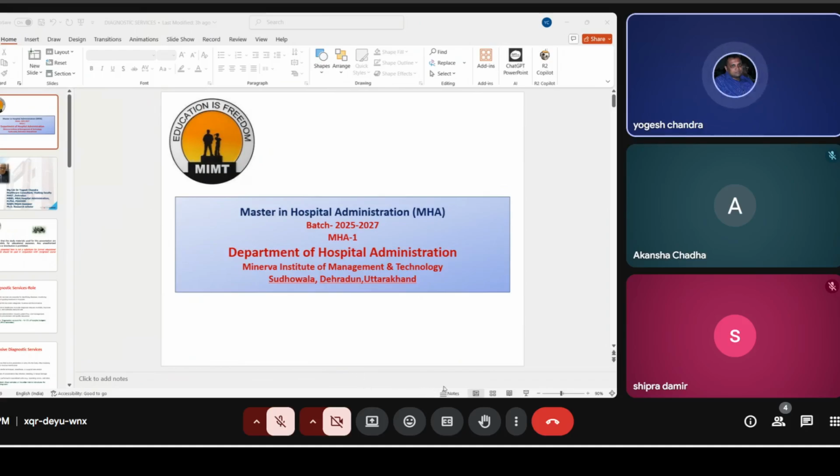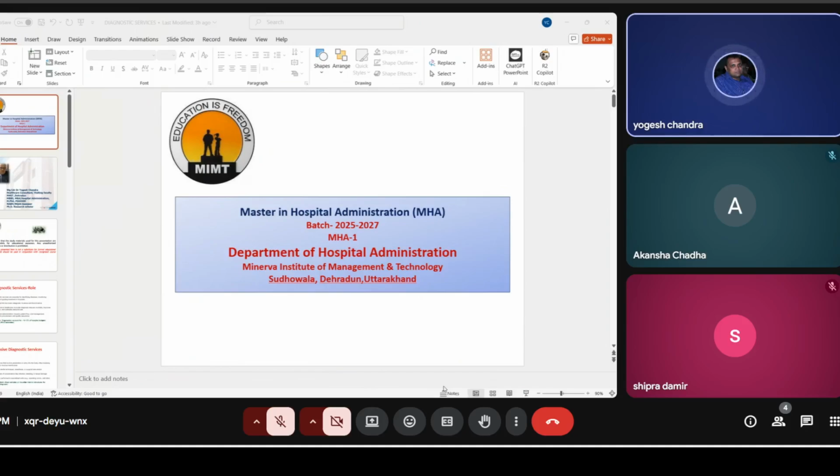Today we are going to discuss the diagnostic services: what they are, the different types of diagnostic services and their implications. What are the benefits? What are the pluses and minuses of that type of diagnostic service? What is the administration point of view in the context of diagnostic services? How are the management or the administration supposed to do the planning of these diagnostic services?